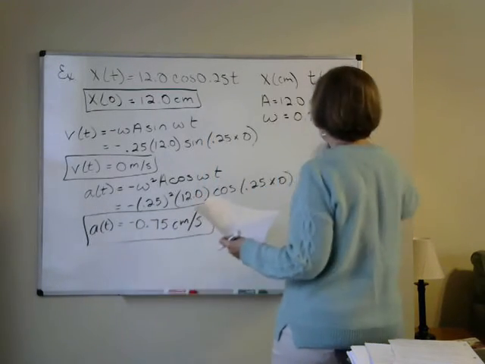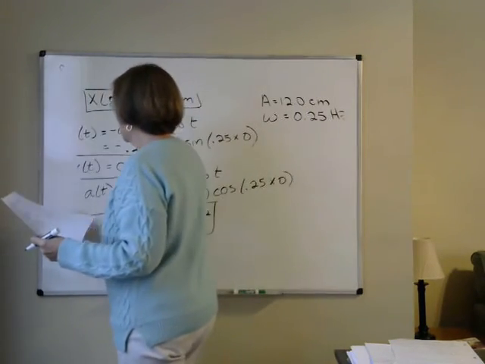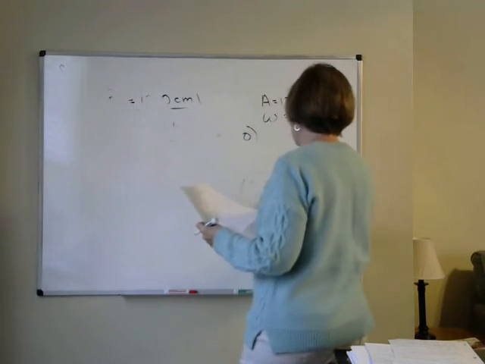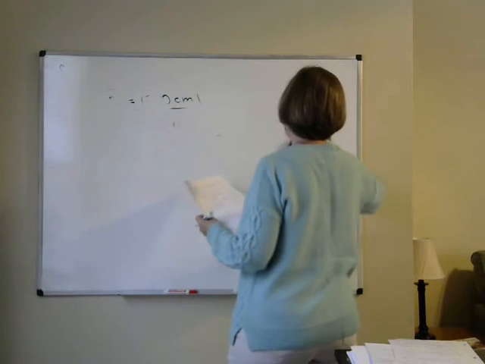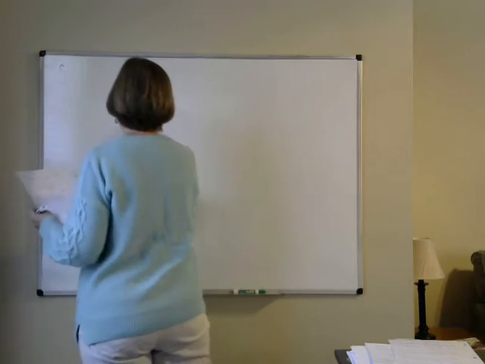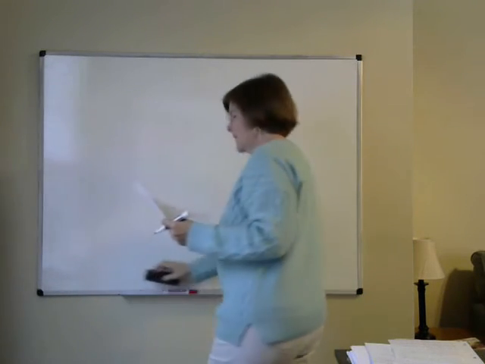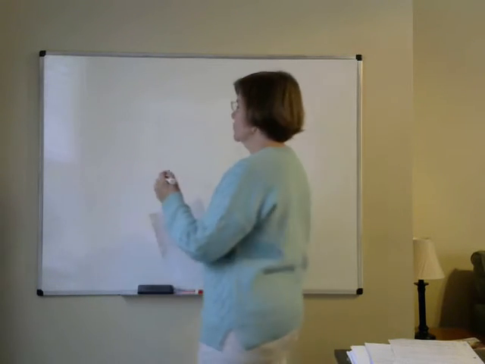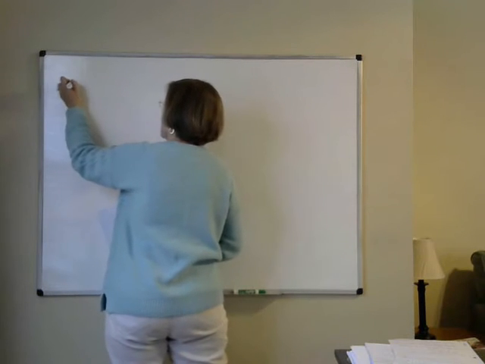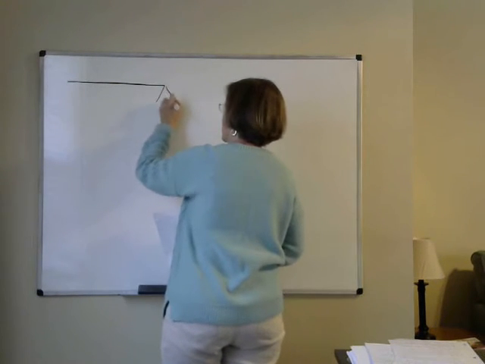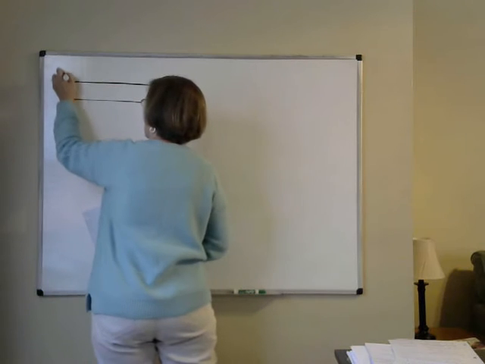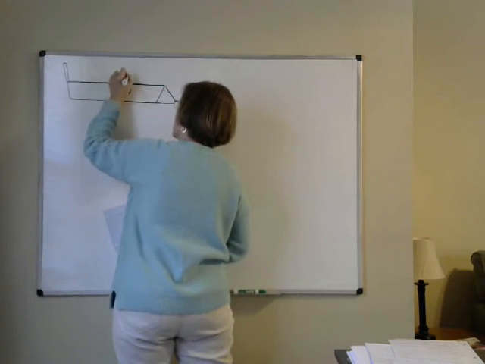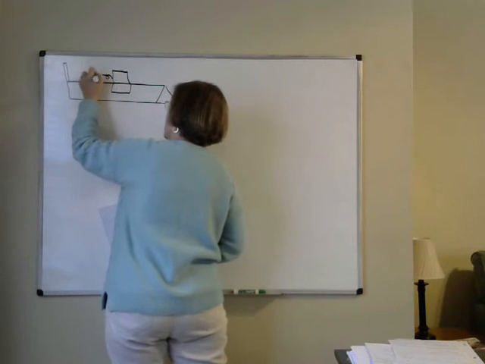All right, for the second problem, we're going to consider a spring mass system. In this case, the spring mass system is going to oscillate horizontally. It's going to be a glider on an air track, and we looked at this air track in a previous problem. But we've got a glider, and it's connected by a spring.